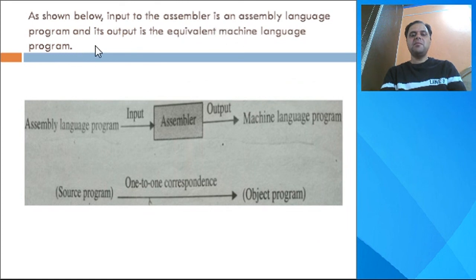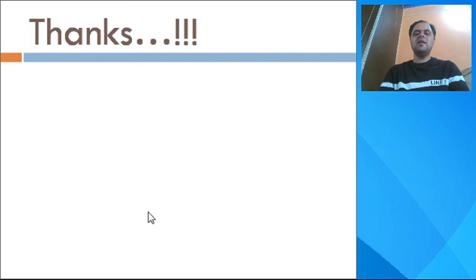As shown below, the input to the assembler is an assembly language program and its output is the equivalent machine language program. So the assembly language program is the input to the assembler, and the output is the machine language program. So the job of the assembler is to convert the assembly language program into machine language program. This is also a one-to-many reference.